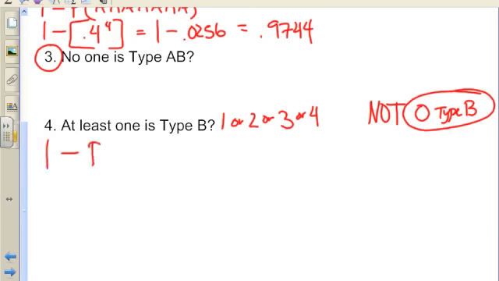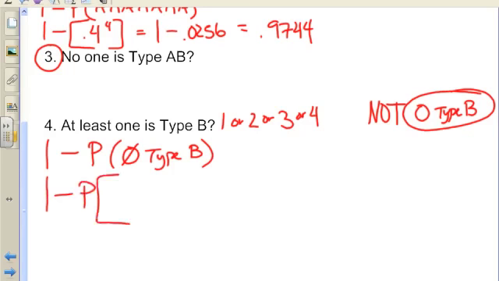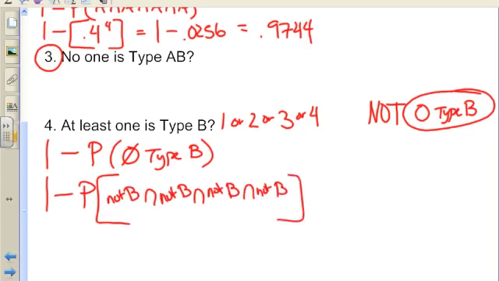All right, so 0 type B people. I'm going to do 1 minus the probability I get 0 type B people. It's going to be 1 minus probability. Let's put this in big brackets here. 0 type B, that means this person is not type B, and the next person is not type B, and the next person is not type B, and the next person is not type B. Think about that and see what you can come up with.